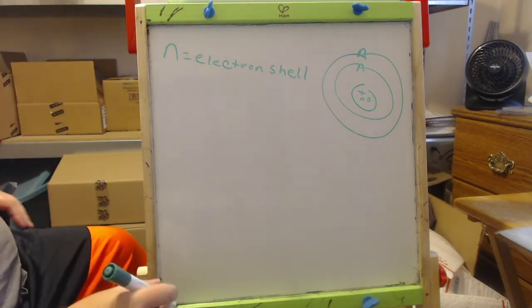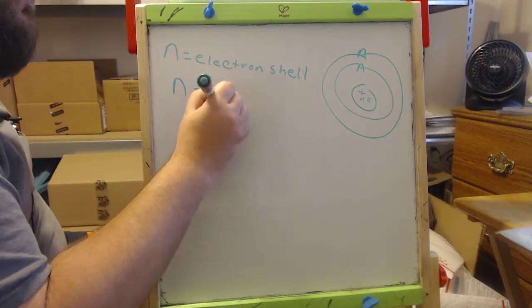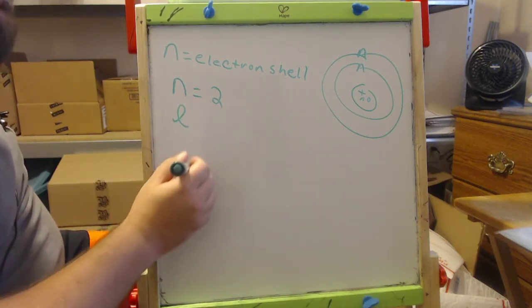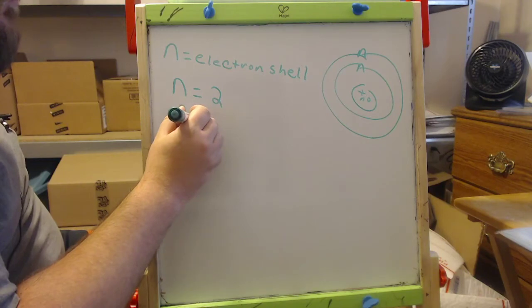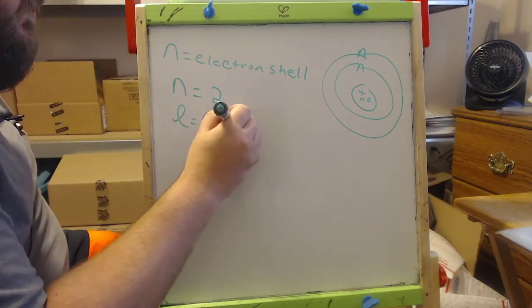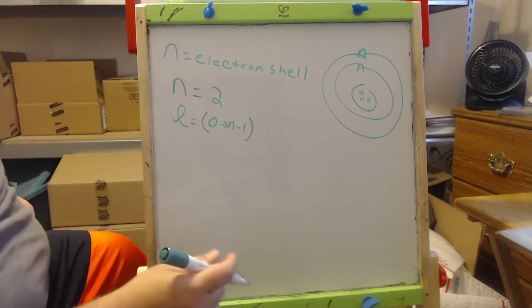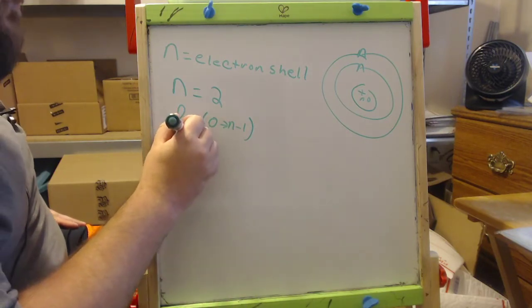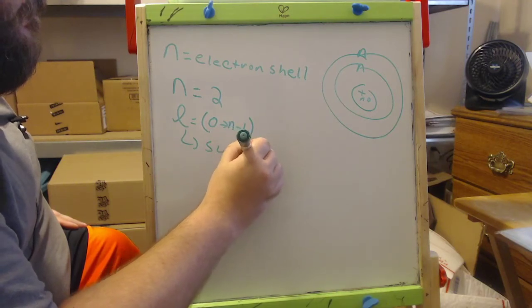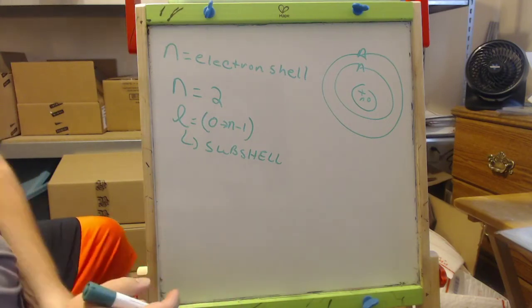Okay. So let's say n equals 2. All right. Your L, your possible L's, go from 0 to n minus 1. Your L level is your subshell. Essentially your room on the level.